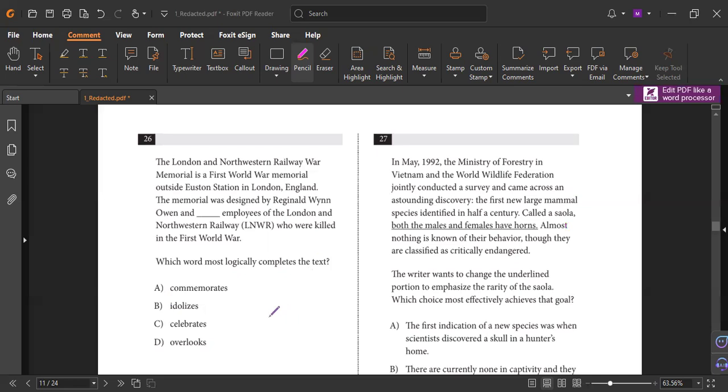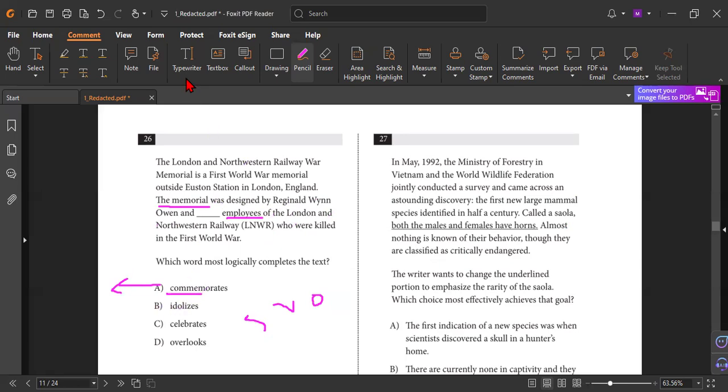I don't think so. Here we have a verb; find the subject, find the object. Here it says the memorial was designed by, to do what? It was designed by, and what? To do what with employees of London and Northwestern who were killed? A. So that is to help you to memorize them.